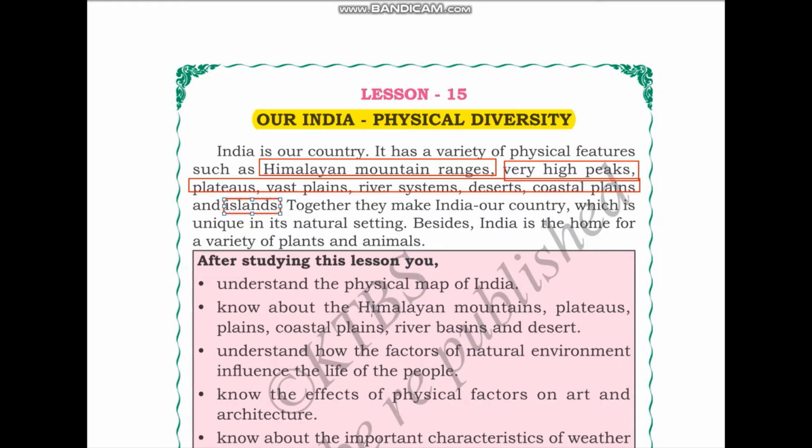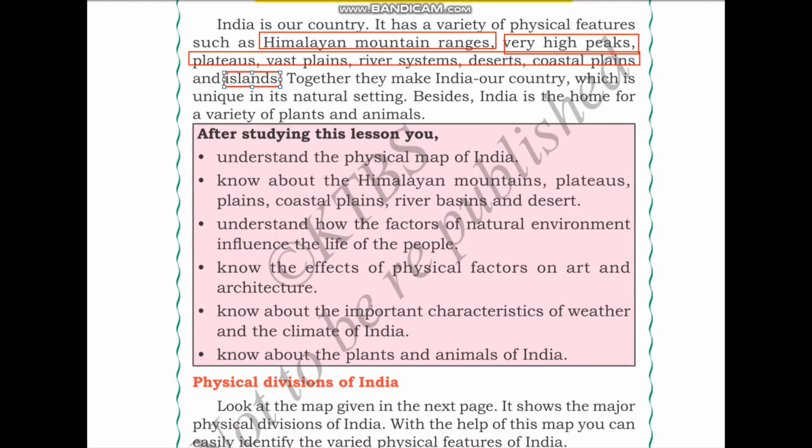So, we are starting a new lesson in this video, and after studying this lesson, you will be able to understand the physical map of India, know about the Himalayan mountains, plateaus, plains, coastal plains, river basins, and desert. So we will go through these different physical areas one by one and understand what each of them mean.